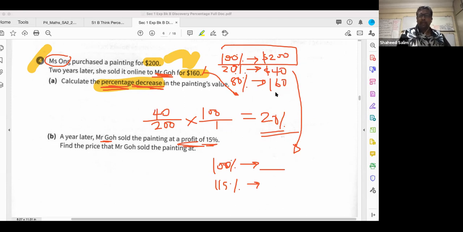230 cannot be. Because you know why? You go and take this, you see, you're not listening, Shafika. I tell you there's different 100%. You go and take 200 as 100%. Mr. Ong, we are talking about Mr. Go here. What is 100% of Mr. Go? He bought $160, so 100% is $160.